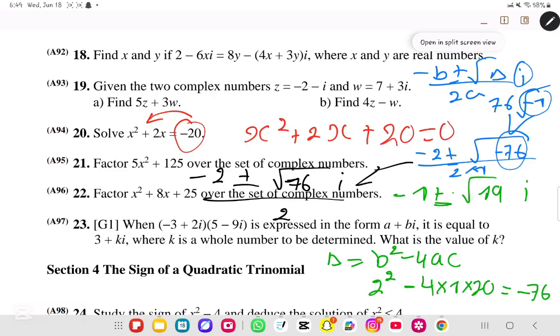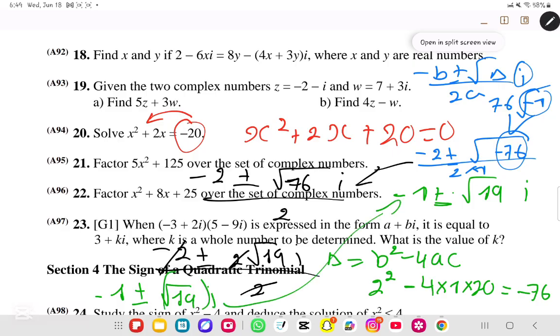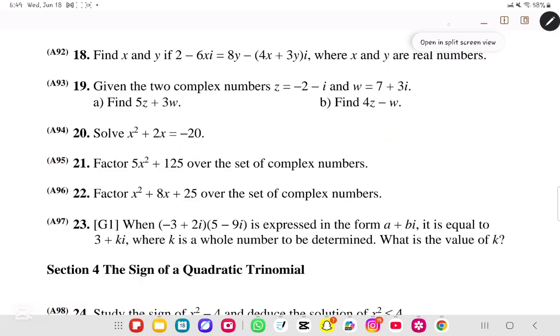Now, radical 76, if you put it on the calculator, you will get 2 radical 19. So it will become minus 2 plus or minus 2 radical 19i over 2. You can cancel the 2 and the 2, and you will be left with minus 1 plus or minus radical 19i. So we ended up in the same place. We'll move on to question number 21.